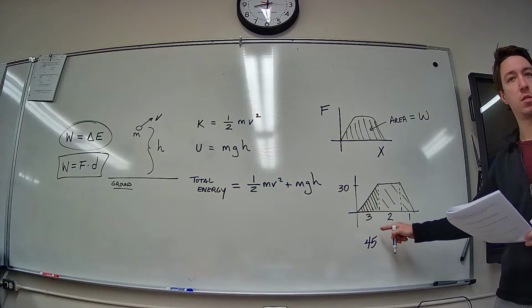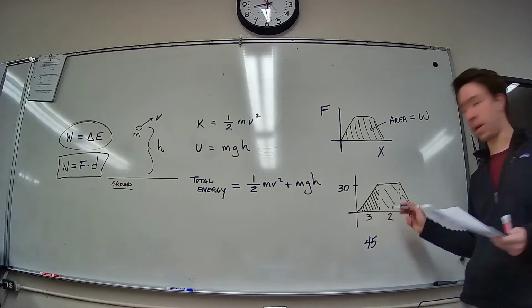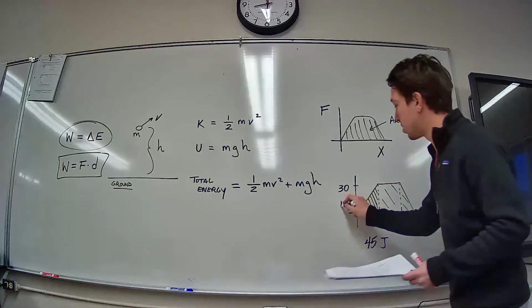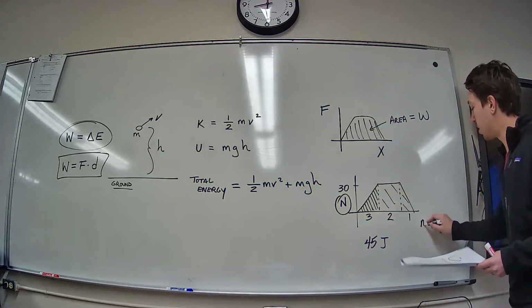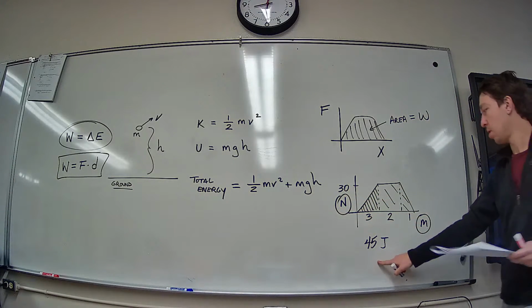Does that make sense? Yes. No questions on that, right? Okay, so 45 joules. So this is newtons, this is meters. Newtons multiplied by meters gives you joules.